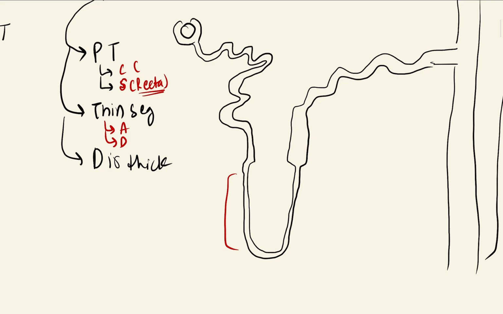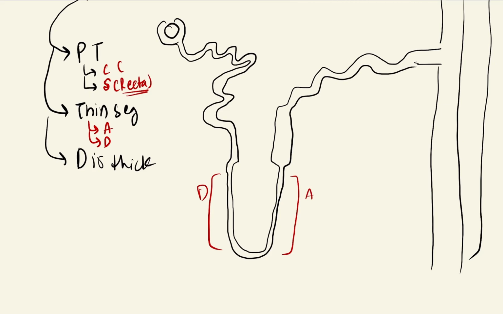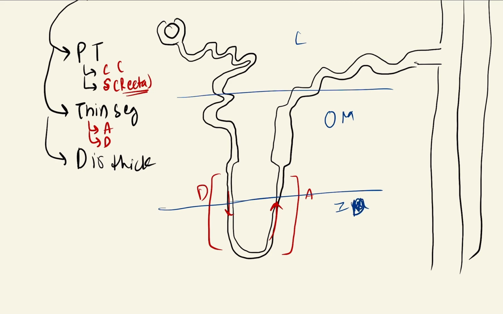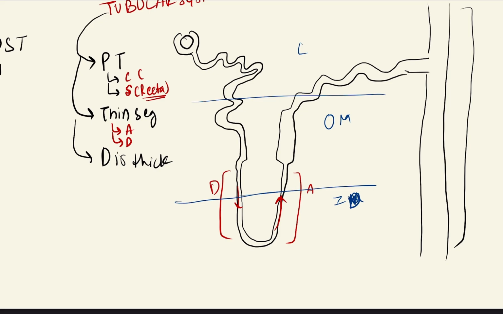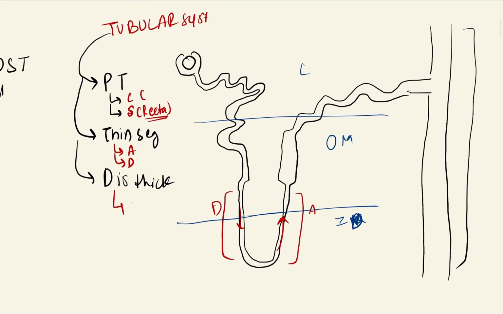The thin parts of the segments are called ascending and descending. This being the ascending and this being the descending. So this being the descending, this being the ascending. This goes down and then this comes up. Okay, and if you keep an eye on it, there are layers. So this being the cortex, this being the outer medulla, this being the inner medulla. This is the basic context. And if you actually zoom it out, this becomes the whole kidney.